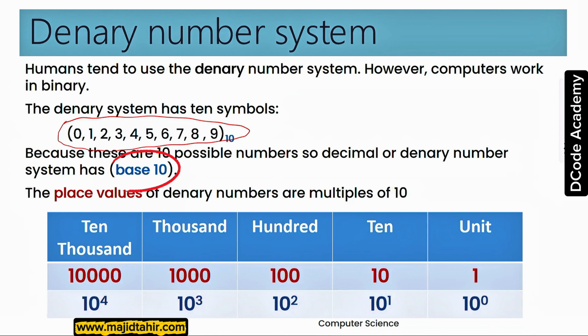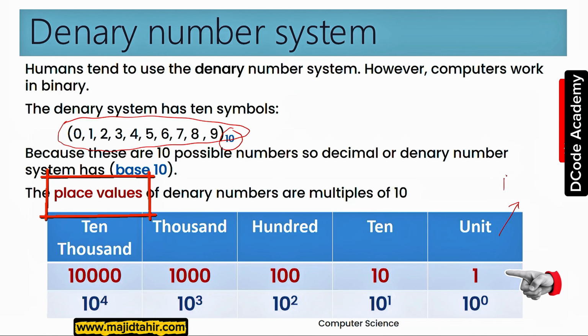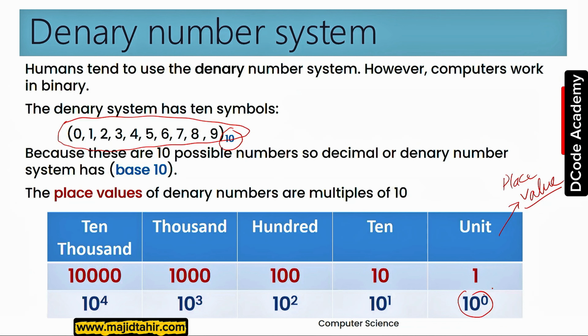So we have this thing called base. Because we have 10 possibilities, we have base 10. In your early classes, probably you have done the place value. When we have base power 0, the place value is 1, or we call it units. Then we have the tens place, then the hundreds place, the thousands place, and the 10,000 place, and so on. So place value keeps on increasing with the base power. We have 10 power 0, 10 power 1, 10 power 2, 10 power 3, and so on.